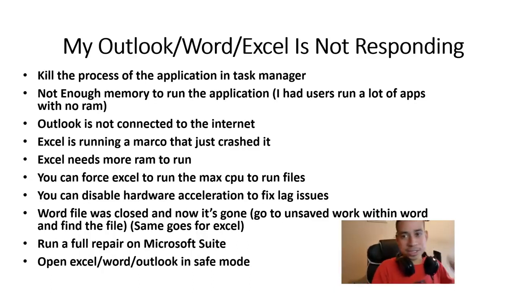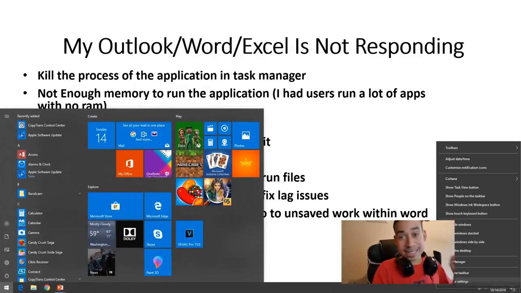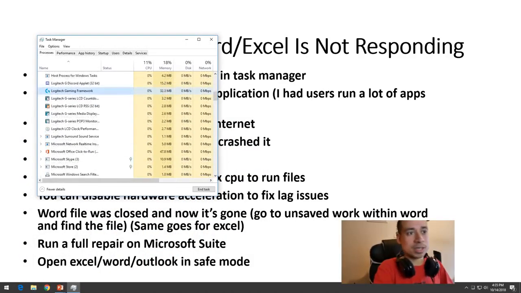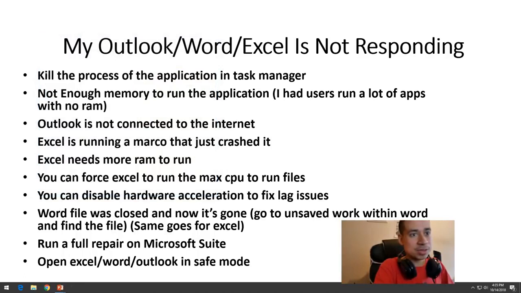So obviously you go to Task Manager and kill the process. Maybe you don't have enough memory on that computer, or maybe they have multiple applications running. You would go to the app and just end task. Windows 7, go to excel.exe, kill it. Word.exe, kill it. Outlook.exe, kill it. See what version of Microsoft they're running.